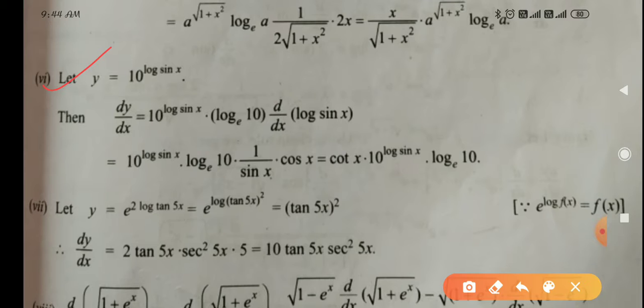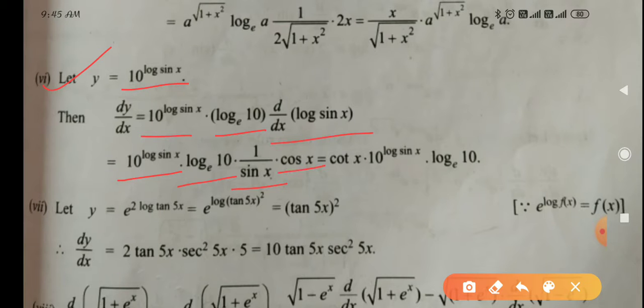Tan to the power log sin x. So first of all, tan to the power x you can take, so tan to the power x log 10 to the base e. So tan to the power log sin x log 10 to the base e. Now in multiplication, d upon dx of log sin x. Log sin x you can deal it as log x. So 1 upon x. So 10 to the power log sin x, log 10 to the base e into 1 upon sin x, because x is here sin x.